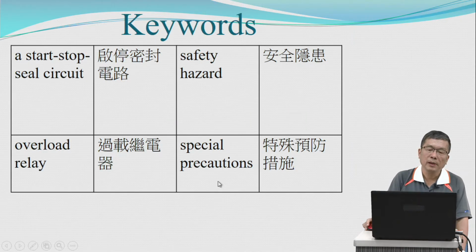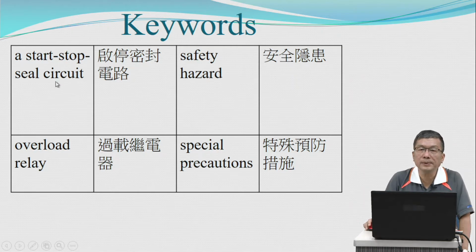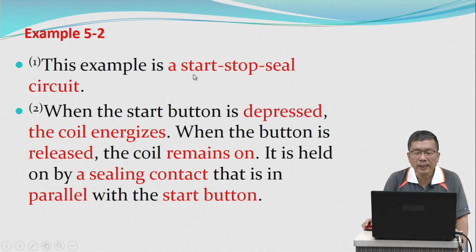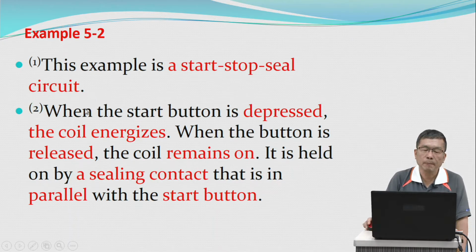Example 2, the keywords: start-stop seal circuit, safety hazard, overload relay, special precautions. This example is the start-stop seal circuit. When the start button is pressed, the coil is energized. When the button is released, the coil remains on. It's held on by a sealing contact that is in parallel with the start button.